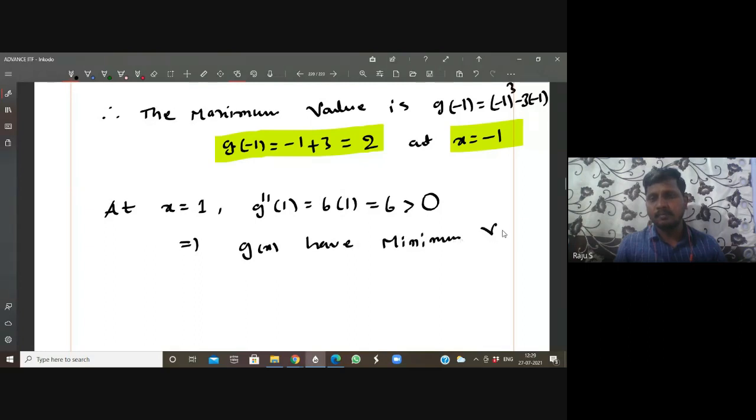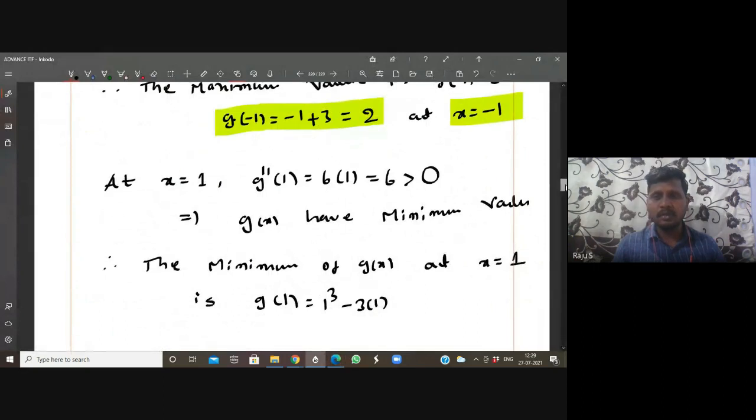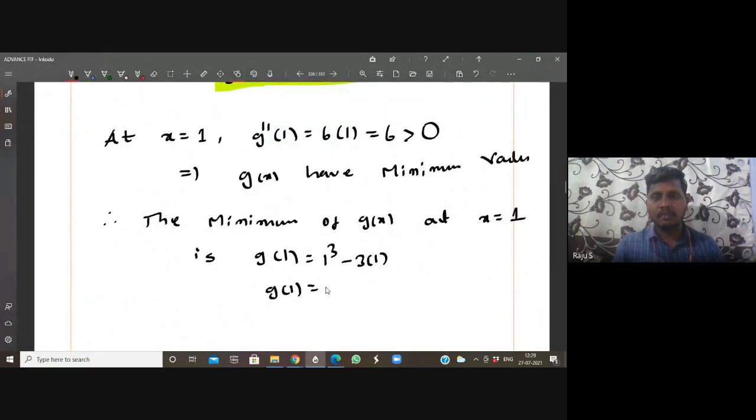Therefore, what is that minimum? The minimum of g of x at the point of minimum, x is equal to 1, is g of 1, which is equal to 1 cube minus 3 into 1. So the value is minus 2. What is the point of minimum? The point of minima is 1. That's it.